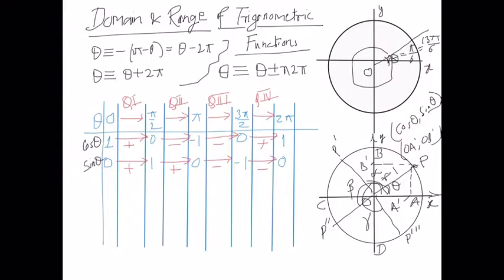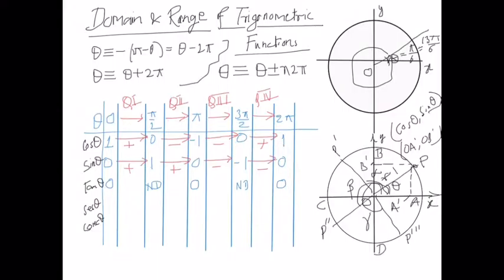Now we can also show this trend for other trigonometric ratios such as tan theta, sec theta, and cosec theta. Now tan theta is sine theta by cos theta. Therefore, for 0 radians, tan theta is 0. For pi by 2, it will be not defined because anything divided by 0 is not defined. And for pi radians, it will again be 0. 0 by minus 1 is 0. For 3 pi by 2, it's again not defined. And for 2 pi radians, it's back to 0.